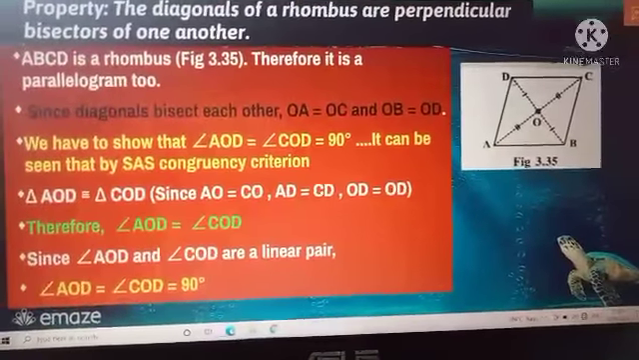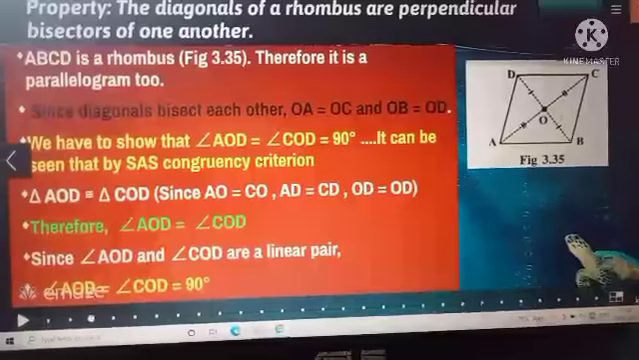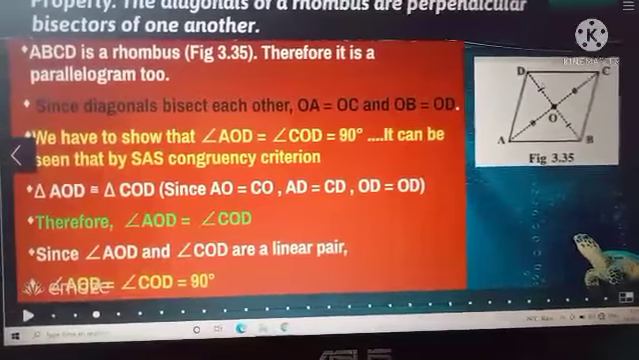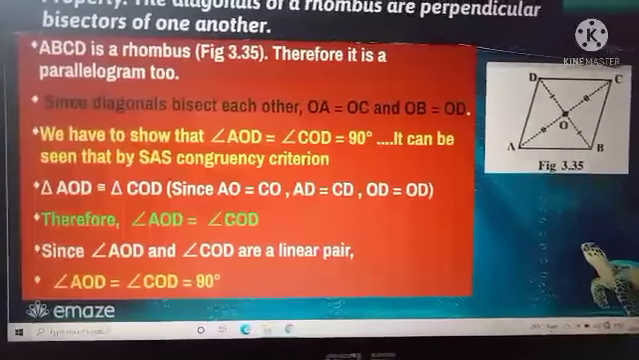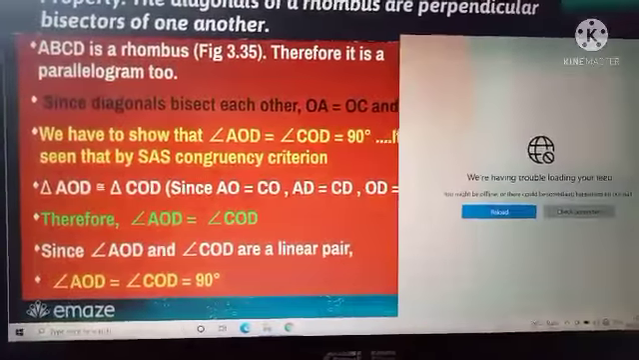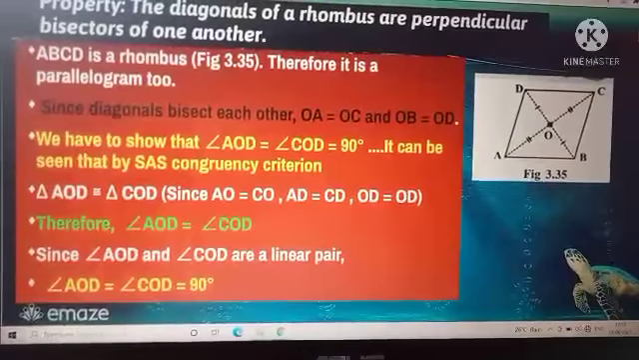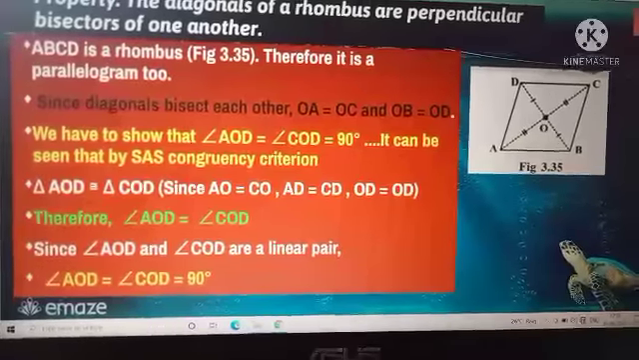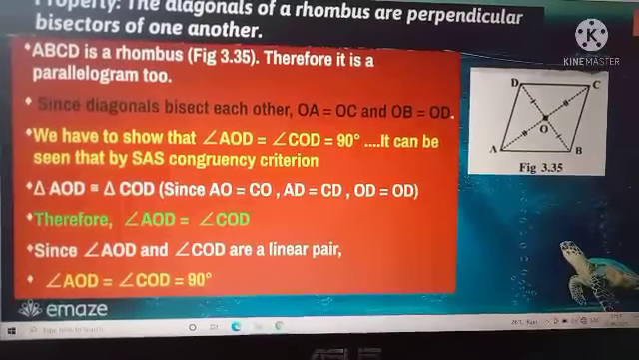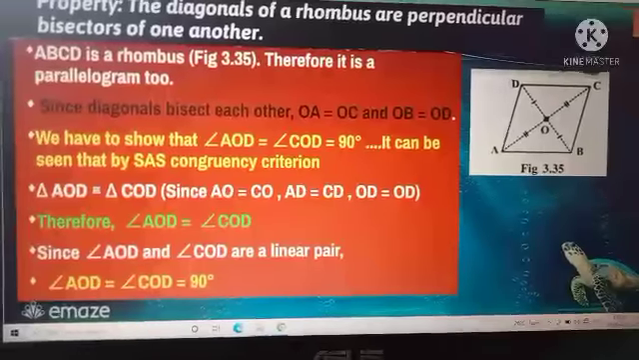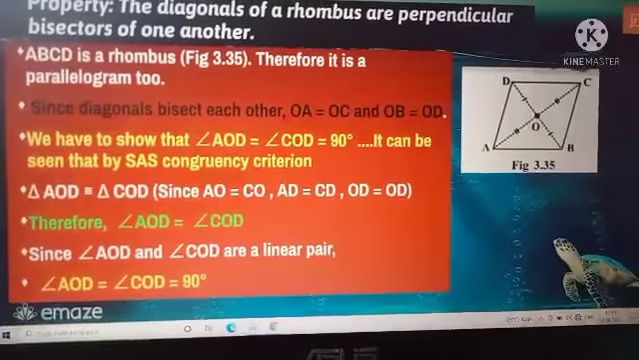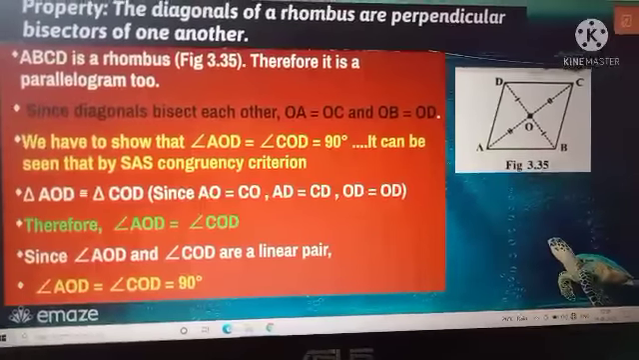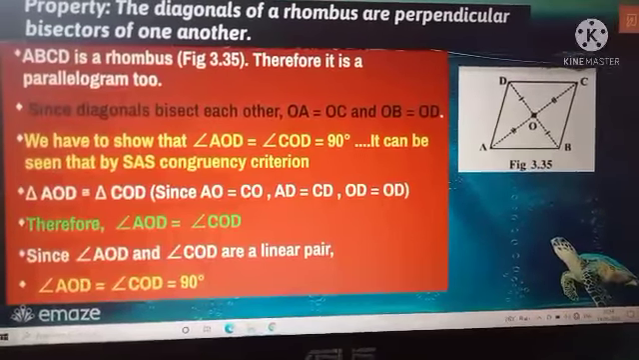We know for a parallelogram, diagonals bisect each other. That means OA equals OC, OB equals OD. We have to show that angle AOD is equal to angle COD equal to 90 degrees. Let's see how we can prove that. We know triangle AOD is congruent to triangle COD. Why? Because AO equals CO.